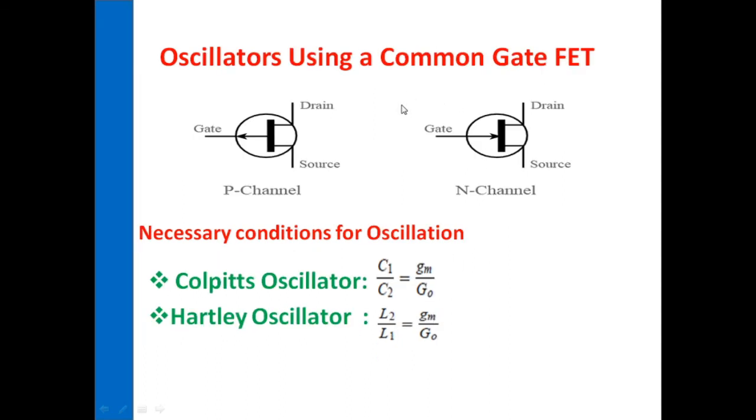Similarly, when you are replacing that BJT with a FET element, the necessary condition for oscillation for the Colpitts oscillator is C1 divided by C2 equal to Gm divided by G0, where Gm represents transconductance and G0 represents the output side conductance value. And for the Hartley oscillator, L2 divided by L1 equal to Gm divided by G0.